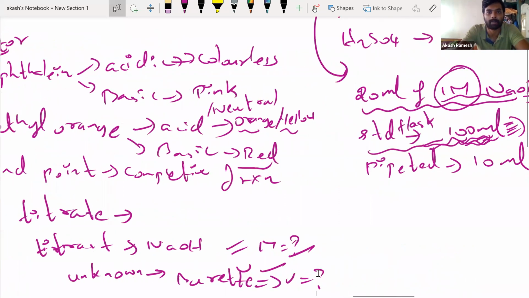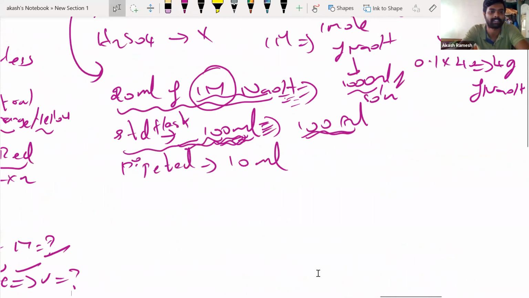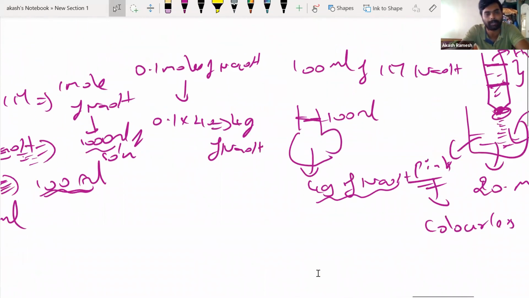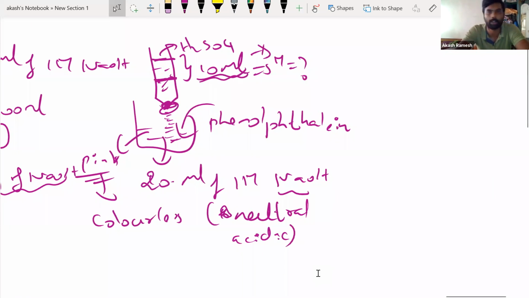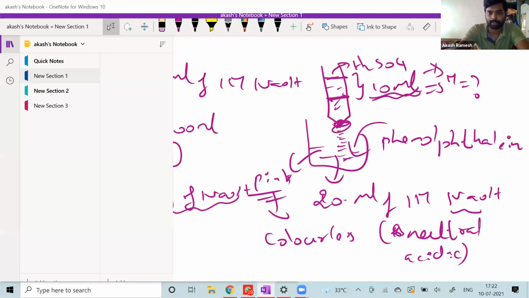I think this is where we stopped last class. This is the same example which we took for the same thing. Phenolphthalein is there. Now H2SO4 will come. Now we found it to be 10 ml. Again, you can do the stoichiometry however we do it. I think now it's time for us to do some problems on this.